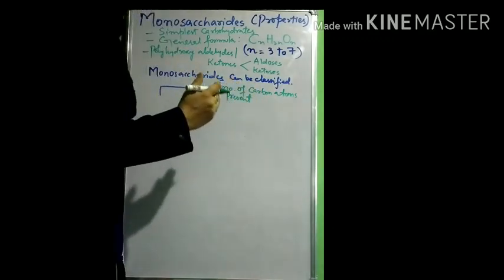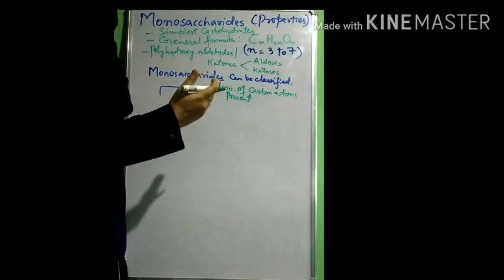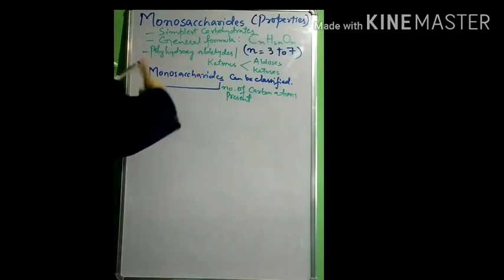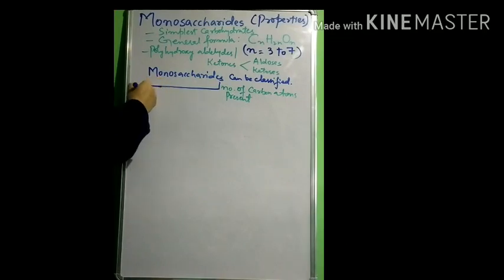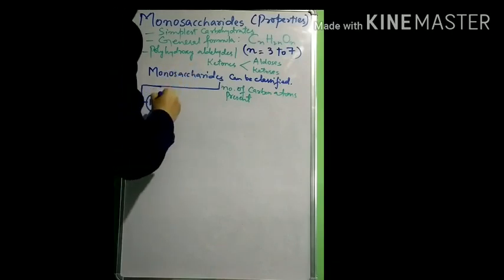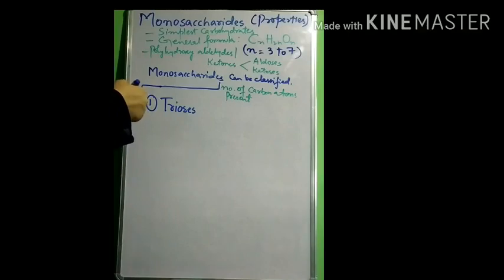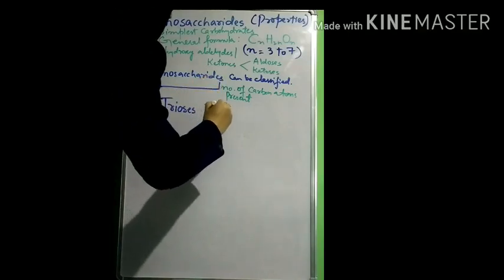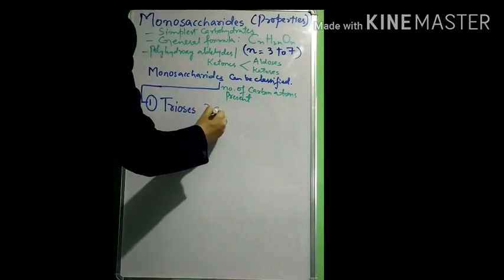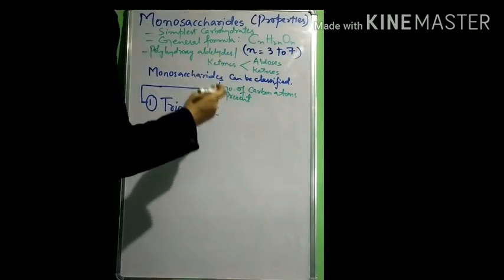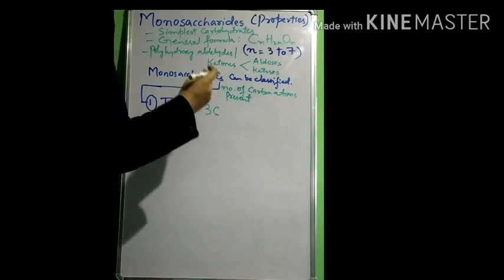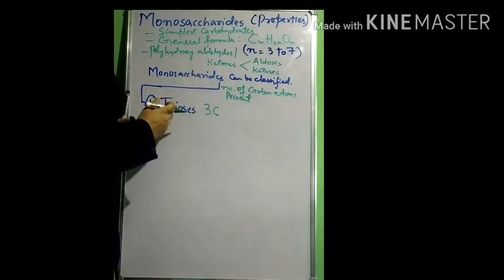Depending upon the number of carbon atoms present in a monosaccharide, we have the following types. The first category is trioses. Trioses have 3 carbon atoms in them. So 3 carbon atoms are present in some monosaccharides, and you call those monosaccharides trioses.